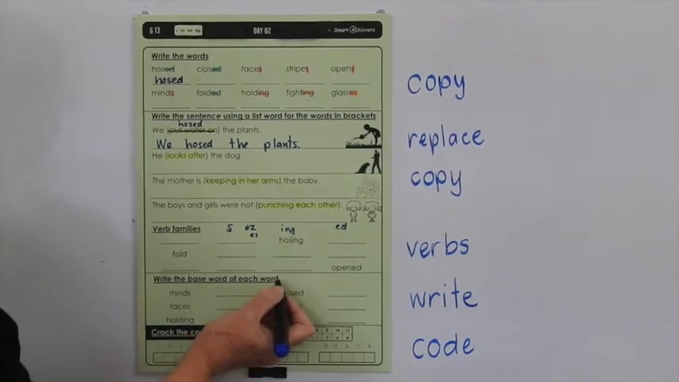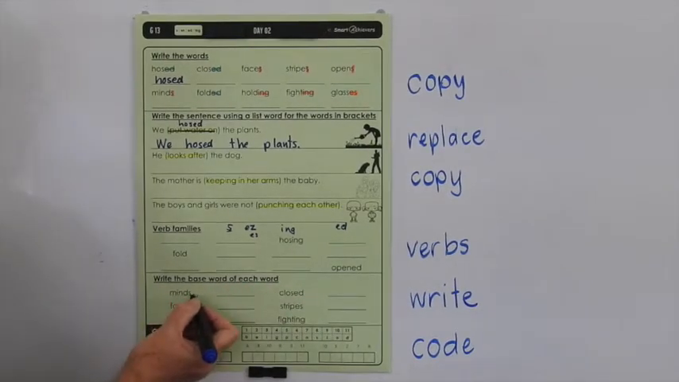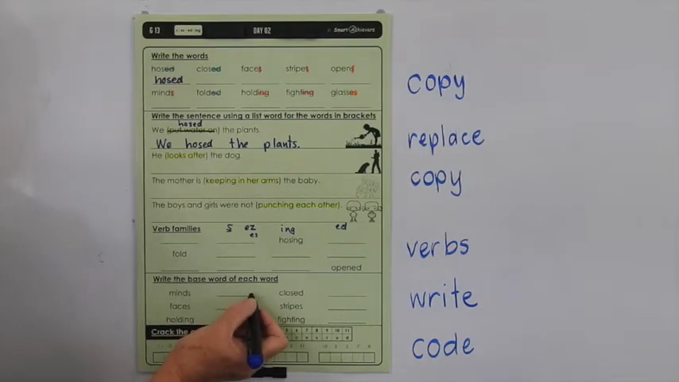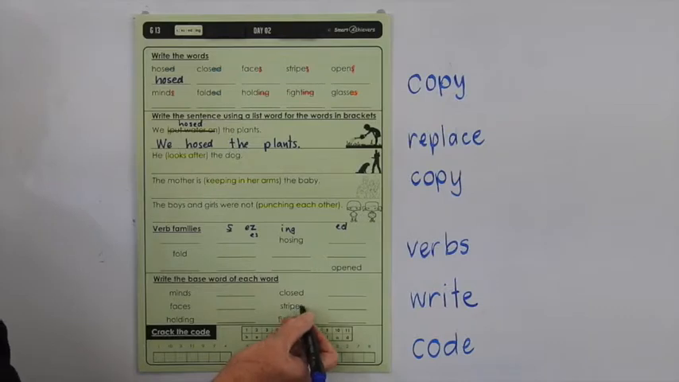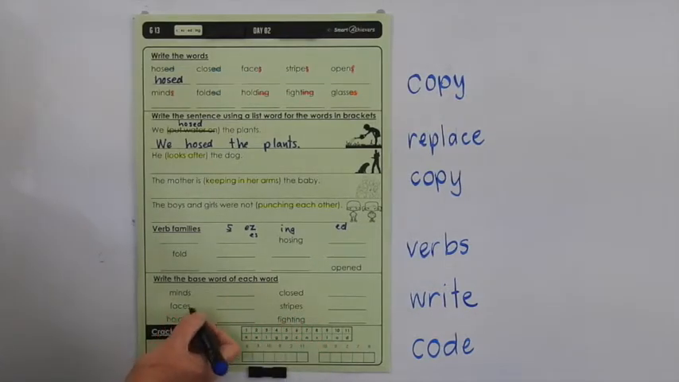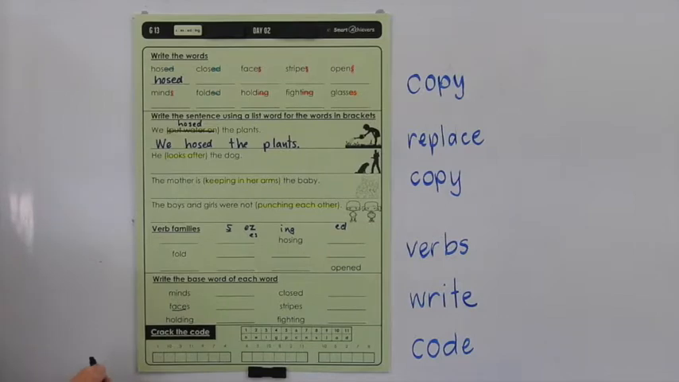Write the base word of each of these words. Minds comes from the base word mind, so you just have to write the word mind there. Those ones are fairly easy. Don't be tricked here. Don't take away the E and the S, you're just taking away the S. Same with faces. The ES is making the is sound, but you only take away the S to get back to that base word face.